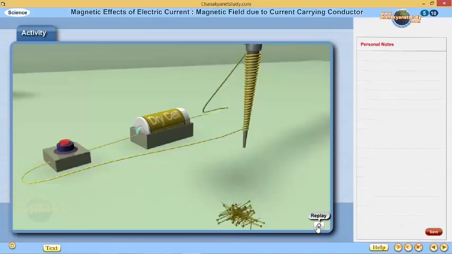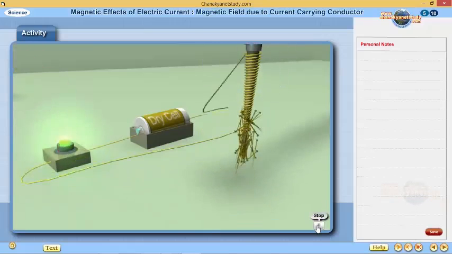What do you conclude? When the circuit is completed, the iron pins are attracted by the nail and hence they stick to the nail. When the circuit is broken, the iron pins are no more attracted by the nail and hence get separated from the nail. This happens every time the circuit is completed or broken. When the circuit is completed, current passes through the wire wound around the nail.